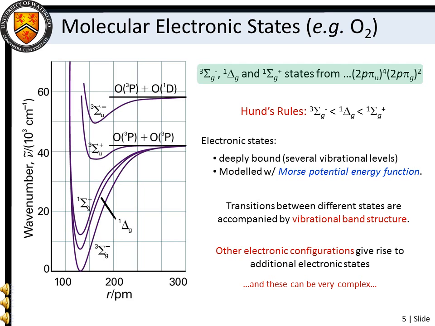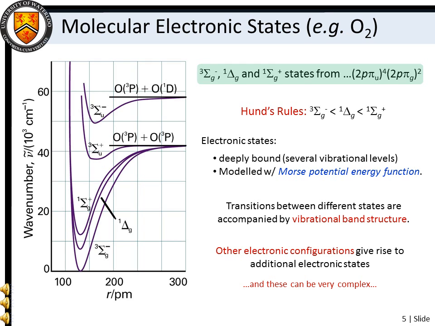In Masterclass 5, we learned about molecular orbital theory and found that electronic configurations give rise to specific sets of quantum numbers, each of which can be summarized with a term symbol. For example, the ground state electronic configuration of molecular oxygen yields triplet sigma g minus, singlet delta g, and singlet sigma g plus terms, which have that energetic ordering based on Hund's rules.